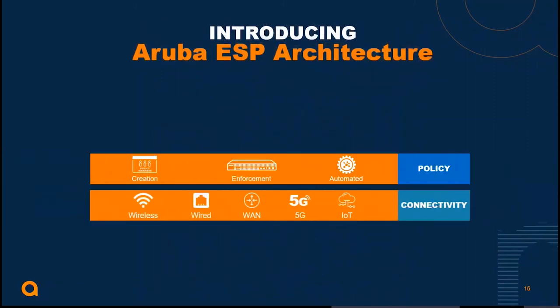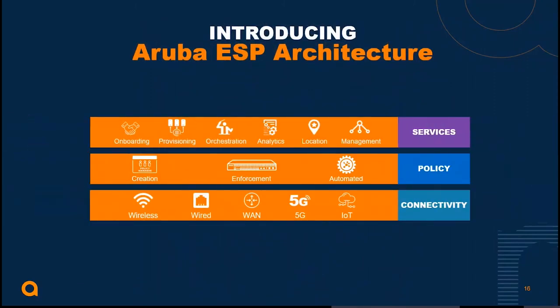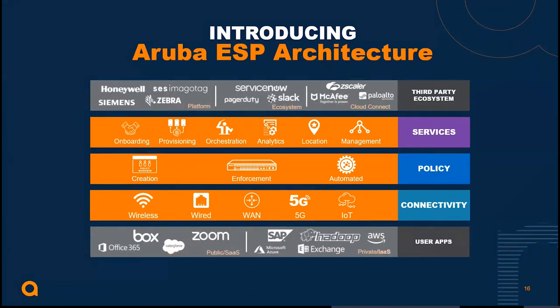Right. So introducing the ESP architecture. Let's expound more. First is the connectivity layer. This is our physical layer. We have products for wireless, which is our Aruba 11AX wireless, and for wired and SD-WAN as well. The middle layer is what we call zero trust security. This is where our enforcement comes in, the visibility of all devices, and the enforcement for security.